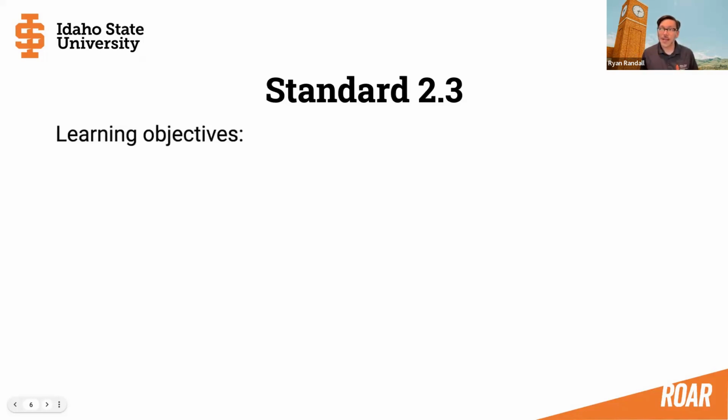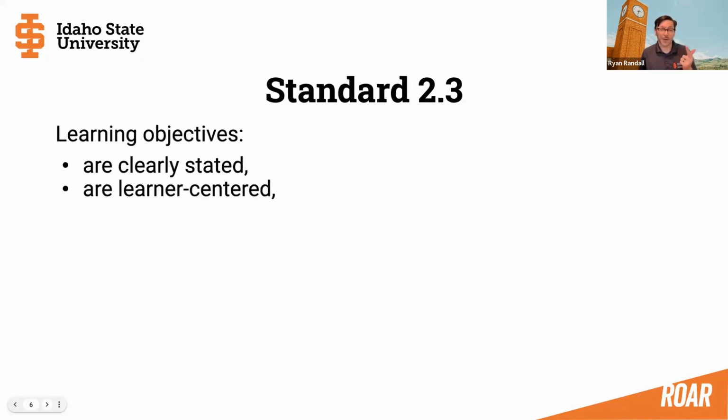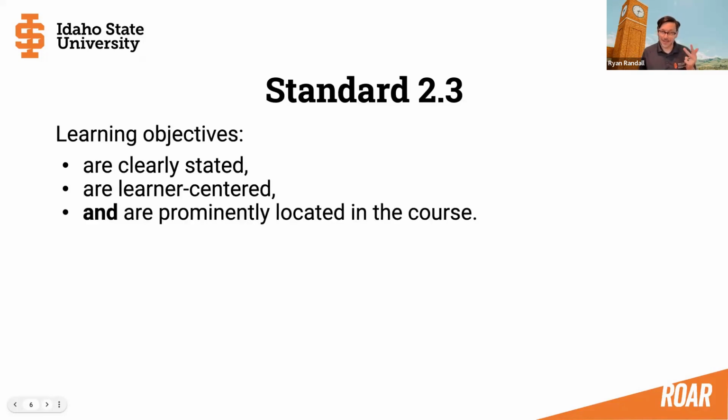So standard 2.3 reads that learning objectives are clearly stated, are learner-centered, and are prominently located in the course. As you probably can tell, that "and" signals that in order to meet standard 2.3, learning objectives must have all three of these attributes. So, what do each of these mean in detail?